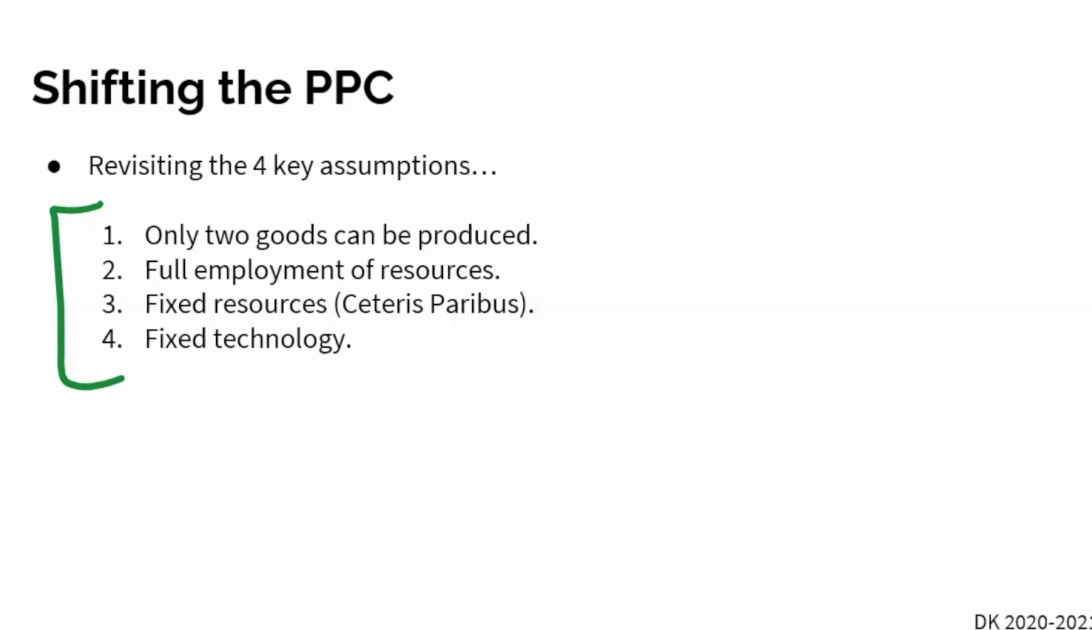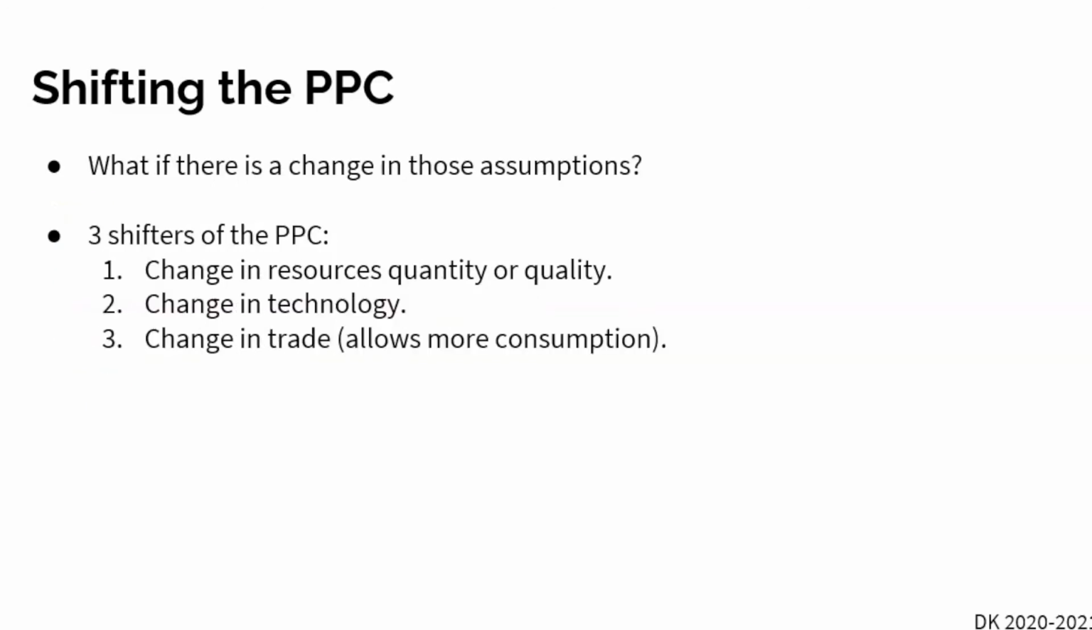there's going to be a fixed amount of resources, and there's going to be this idea of fixed technology. And so when we're talking about shifting the PPC, we're talking about, well, what happens if one of these assumptions changes? For us, there are only 3 shifters of the PPC. The first is a change in resource quantity or quality. Let's say the US discovers a nice vein of gold or a nice vein of untapped natural resources. Well, all of a sudden, that's an increase in the quantity of resources. That's going to shift our PPC outward.